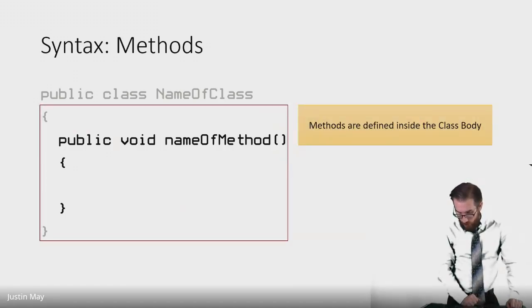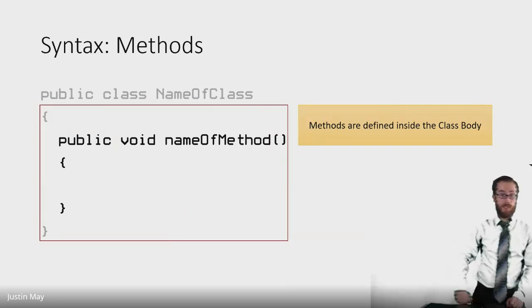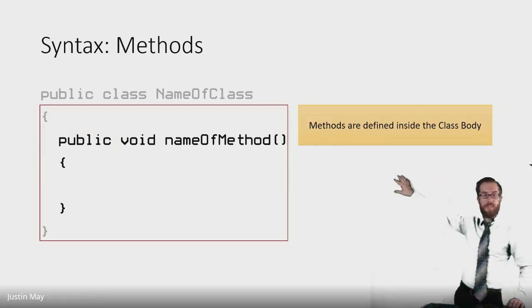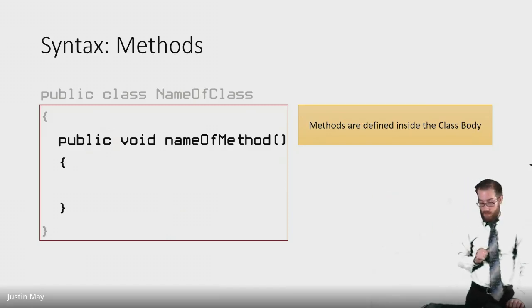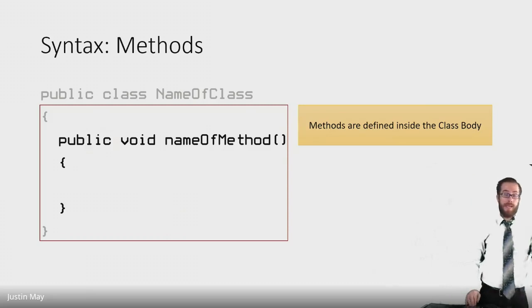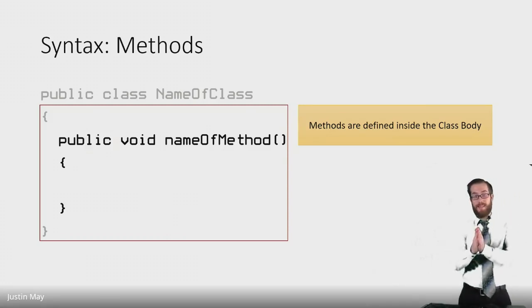Your methods are defined inside the class body. So you've got your class header, then your curly brackets to define your class body. Your methods go inside of those curly braces, inside of the class, and they're indented. So remember, whenever you write code inside of a set of curly braces, you want to indent it a little bit.